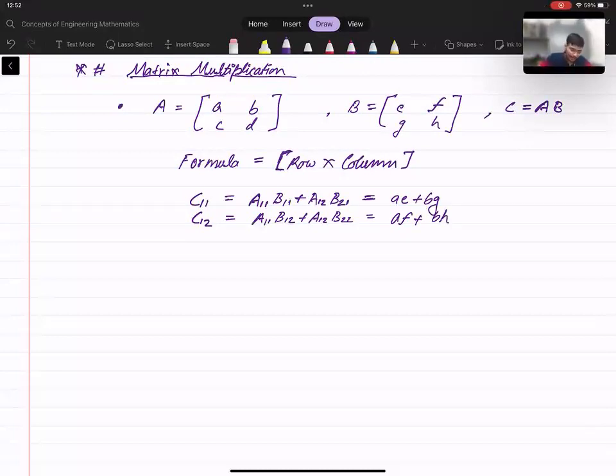Basically, we can write that Cij is nothing but Ai1 multiplied with B1j, which is then added to Ai2 multiplied with B2j, and this goes on, and so on up till Ain into Bnj.